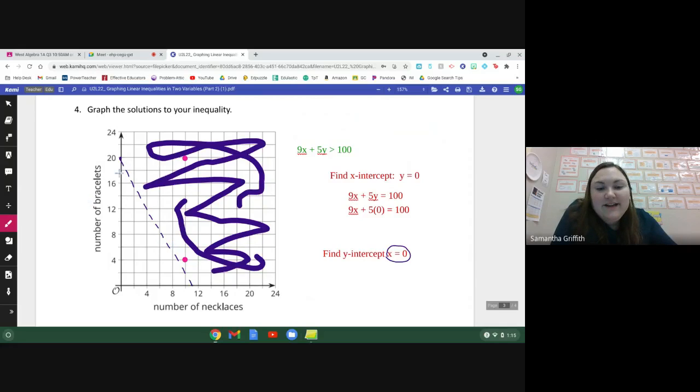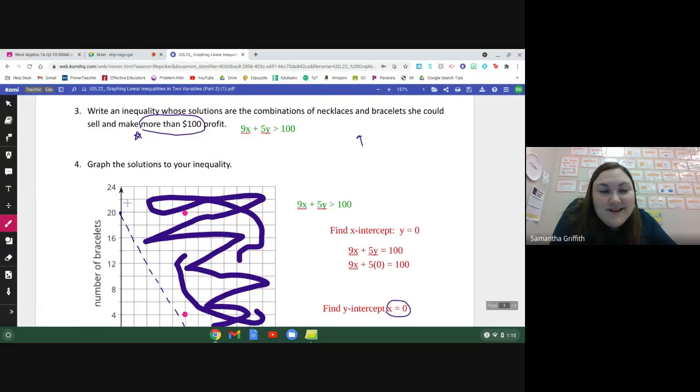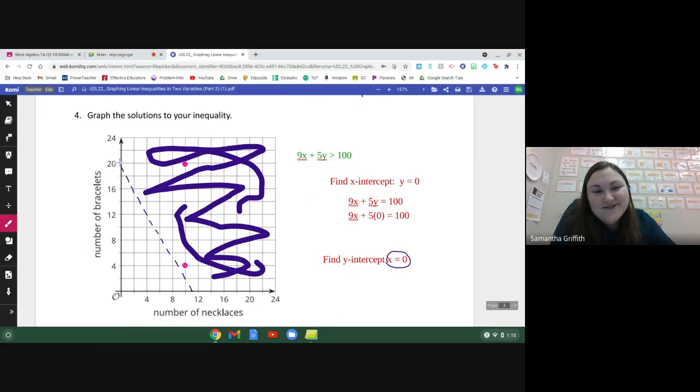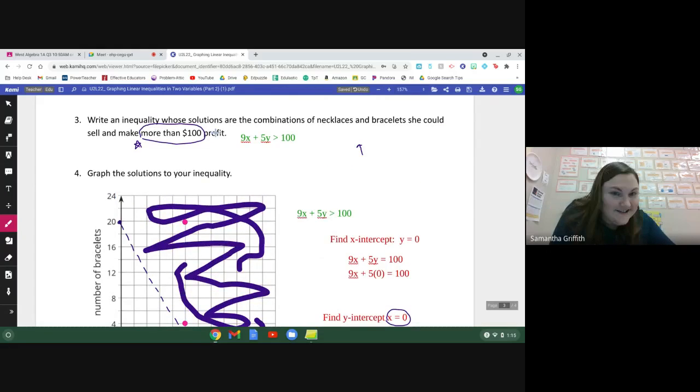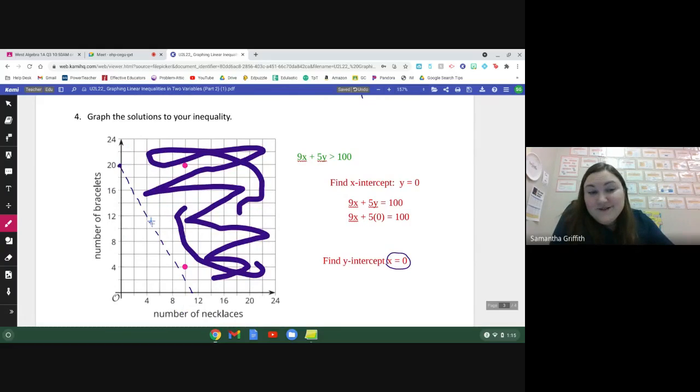Looking at the points on this line here, these points are not solution points. If I sell a combination of things on this line, I am not making more than $100. For example, this point right here at (0, 20), that's a point on the line. And we've already figured out if she sells 0 necklaces and 20 bracelets, she's making exactly $100, not more than $100. So the points that lie on that line are not solution points. To show that it's not a solution point, I'm using that dotted line there.